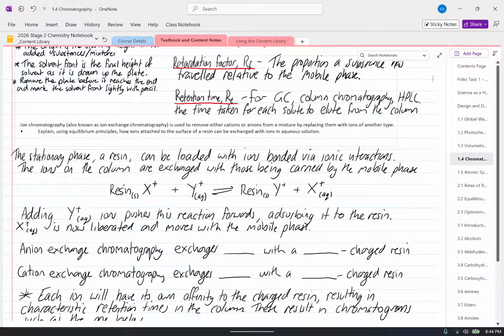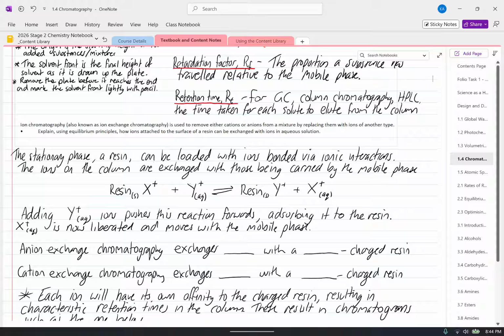So this equilibrium just here describes what's happening. If you have the resin, which is solid, and it's bonded to the ion X+, and you interact that with ion Y, so Y+, another cation, you can have an interaction between the two where we end up with the resin bonded to Y instead, and it leaves the ion X free and aqueous as opposed to bonded to the resin.